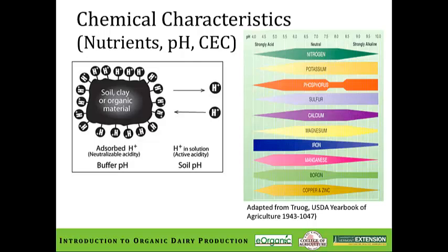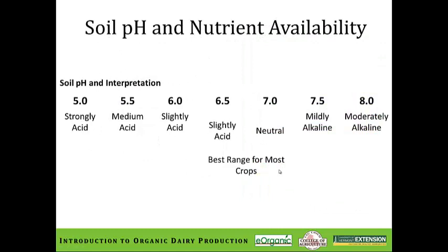7 is considered a neutral pH, and below 7 we consider that acidic, and above 7 we consider that an alkaline soil. And so if your soil charges become too full with hydrogen or aluminum, you could be reducing the pH of your soil. And here's a soil pH interpretation, essentially showing 7 is neutral. Anything below 7 is slightly acid to strongly acid, and above 7 being mildly alkaline or more alkaline. And usually the best range for most crops is somewhere between 6 and 7.